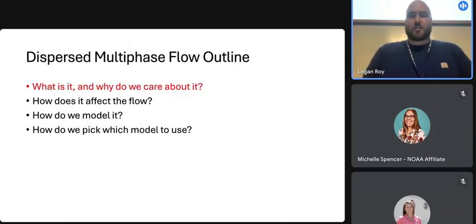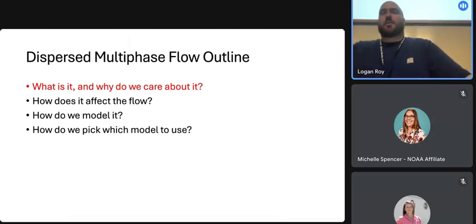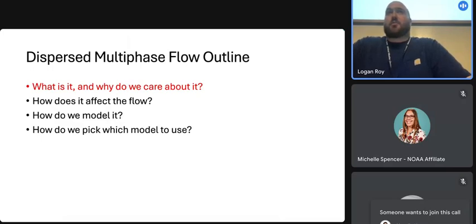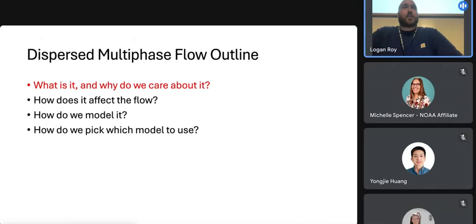So I'll go ahead and start with an overview of what I'm going to be talking about today. I'll start with what is dispersed multiphase flow and why do we care about it. It shows up in a lot of different places, some pretty interesting. Then I'll go on to discuss what impact the dispersed phase has on the flow. There's several different interactions that can get quite complicated.